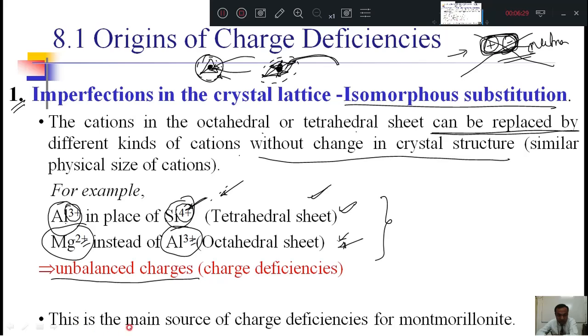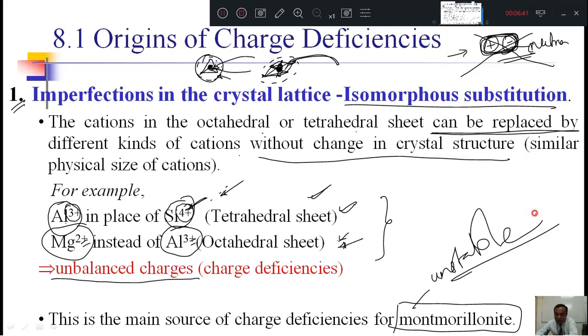This is the main source of charge deficiencies for montmorillonite. In montmorillonite, the mineral is always unstable, always unstable. Why? Because you will be observing a lot of charge deficiency. This you are going to see, that is the isomorphous substitution here. Iso means what? Same. Morphous means what? Form. Without changing the form, you substitute.